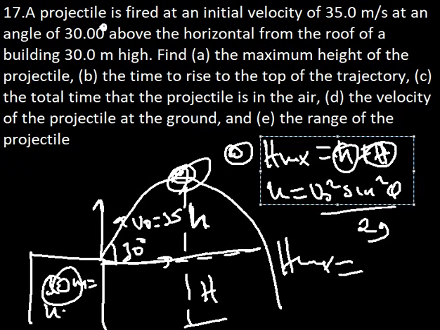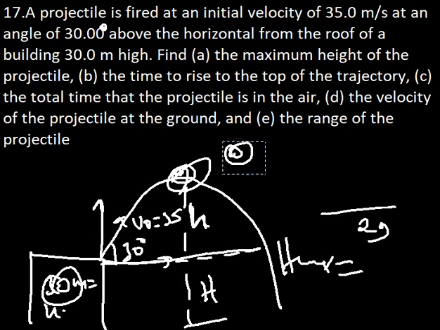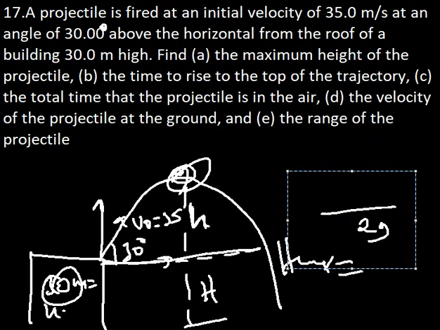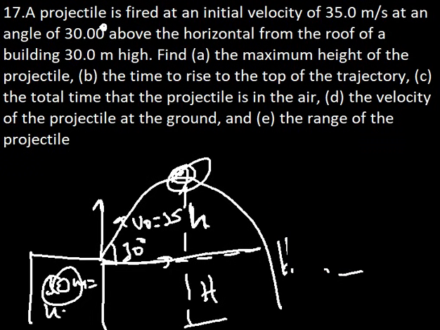And how about question B? Question B says we should find, let me just create some space here. Now question B says that we should find the time to rise to the top of the trajectory.